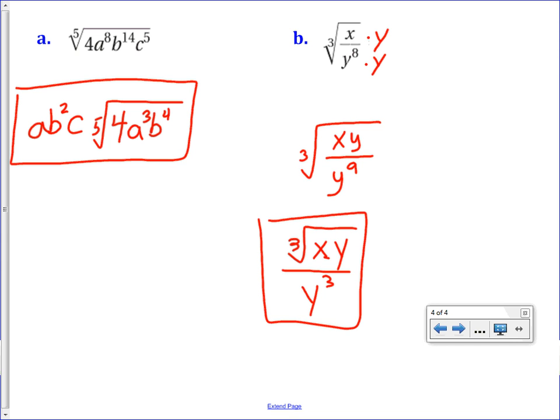And like I said, we'll do more of those tomorrow, okay? But I do want you to try them. Those are the last 2 on your homework.